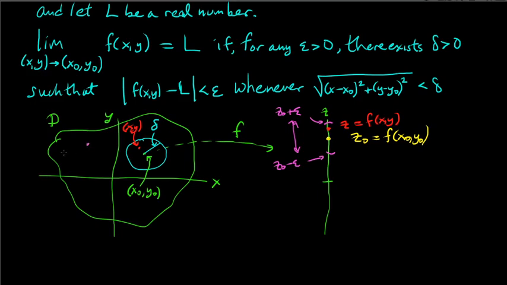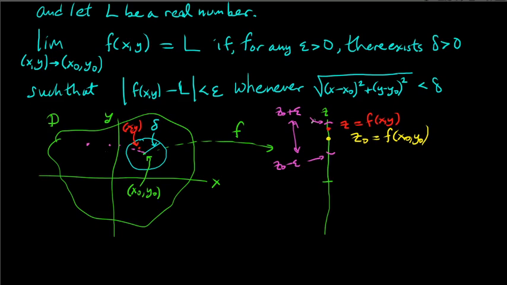So I can have my xy over here. Now that's pretty far away. That's not within delta, which means for that z here, that might be outside the interval from z0 minus epsilon to z0 plus epsilon. However, if those points get closer and closer and closer to x0, y0, then the z values get closer and closer to z0.